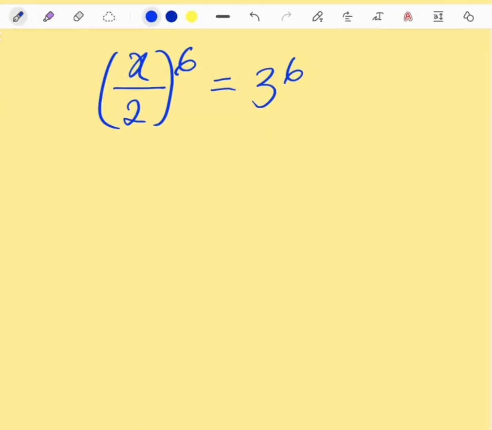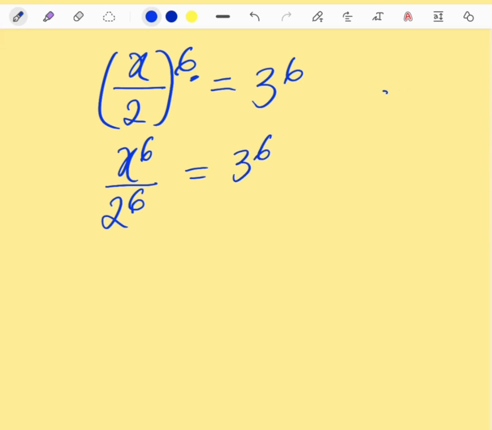Everyone. So in this lesson we will solve this particular problem before us, which is saying that (x over 2) all raised to the power of 6 is equal to 3 to the power of 6. To solve this, let us distribute the power of 6 into the x and the 2 here. So you can call it x power 6 all over 2 to the power of 6, everything equal to 3 to the power of 6, isn't it?